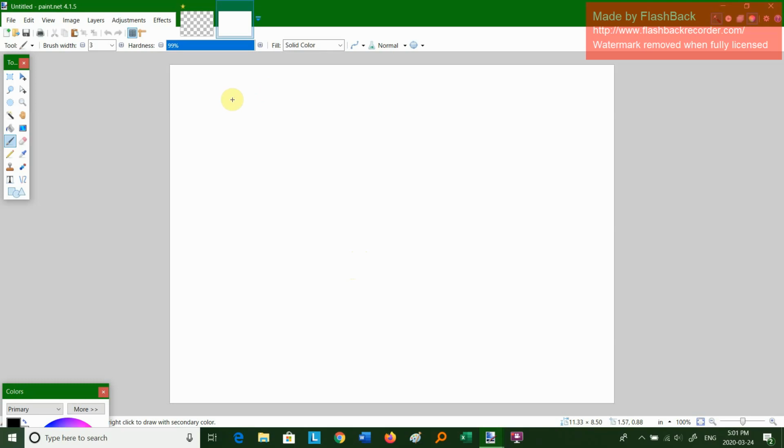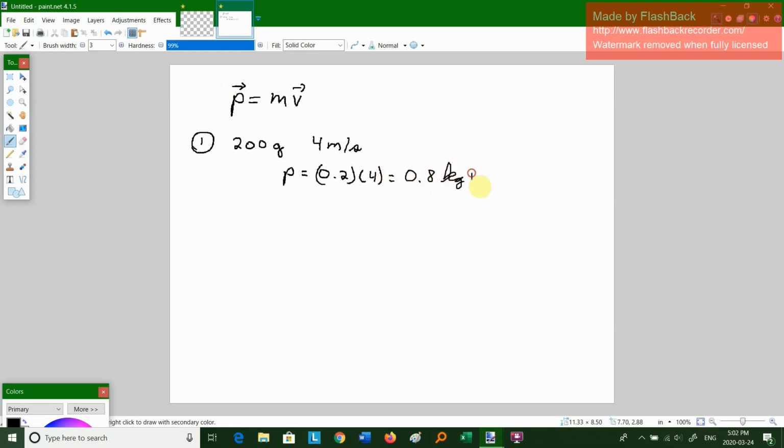First, we're talking about linear momentum, so p equals mv. Remember, they're vectors, so linear momentum p equals mass times velocity. For example, if I said calculate the momentum of a 200-gram butterfly moving at 4 meters per second, you have to convert to kilograms, so 0.2 kilograms times 4 meters per second, which is 0.8 kilogram meters per second. Be careful with the units there.